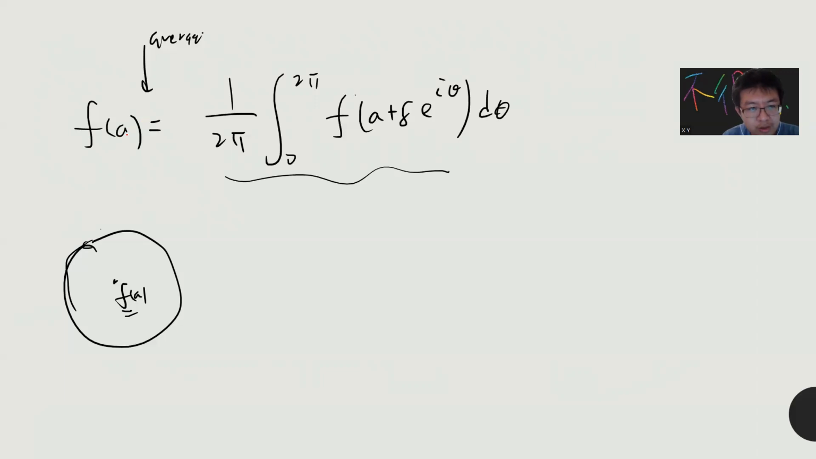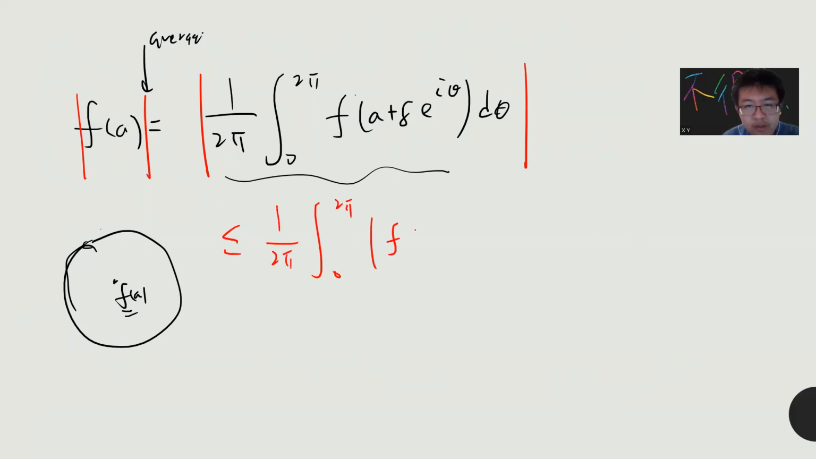So you just take the absolute value. This will give you that |f(a)| is less than or equal to 1 over 2 pi, integral from 0 to 2 pi of |f(a plus delta e^(i theta))| d theta. But each of these values is less than or equal to |f(a)| by construction.